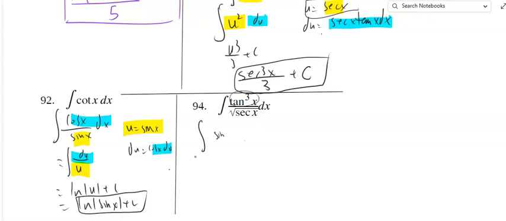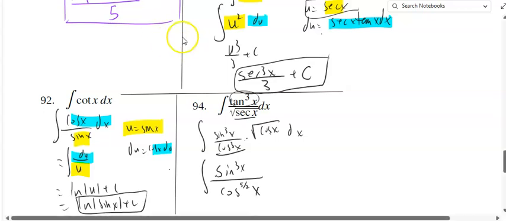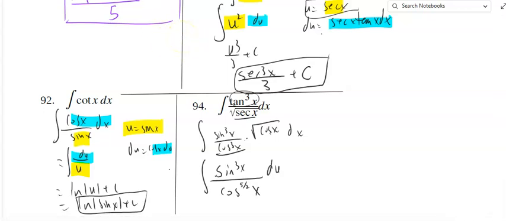Tangent cubed is sine cubed of x over cosine cubed of x, and secant is 1 over cosine of x. So this is the integral of sine cubed of x. This is cosine cubed. This is cosine to the 1/2. If you take 3 minus 1/2, that is 5/2. Is that right? Yeah, 2.5. And now I say, look, there is a power function.